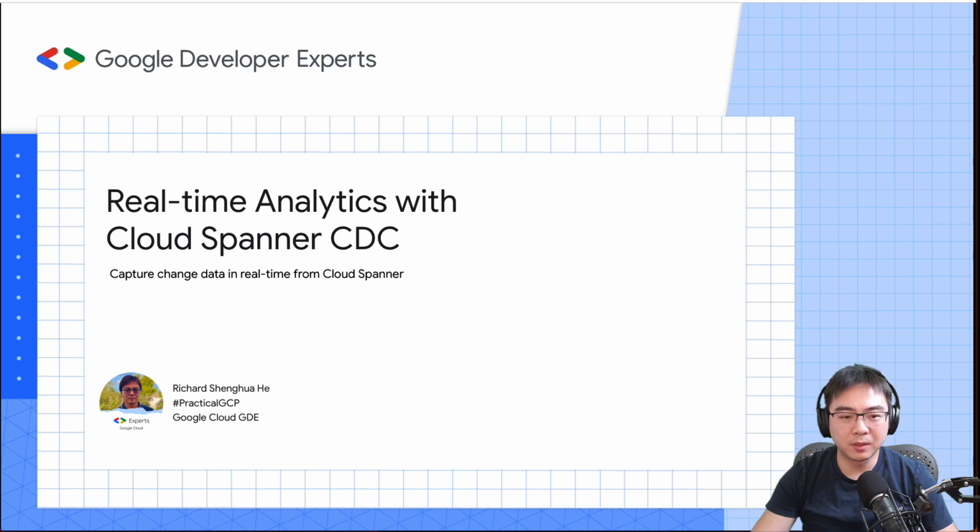Today's topic is about real-time analytics with Cloud Spanner CDC. CDC stands for Change Data Capturing. It's a technique typically used to get data out of the operational databases by tracking all of the changes in the form of events. This is an important topic because it allows you to get access to real-time data in the form of events to build advanced analytics systems and pipelines.